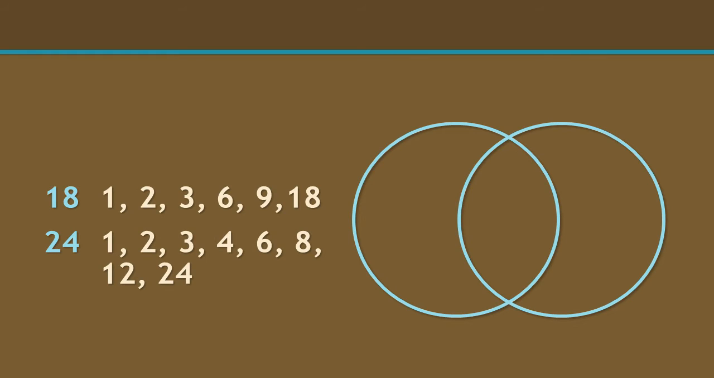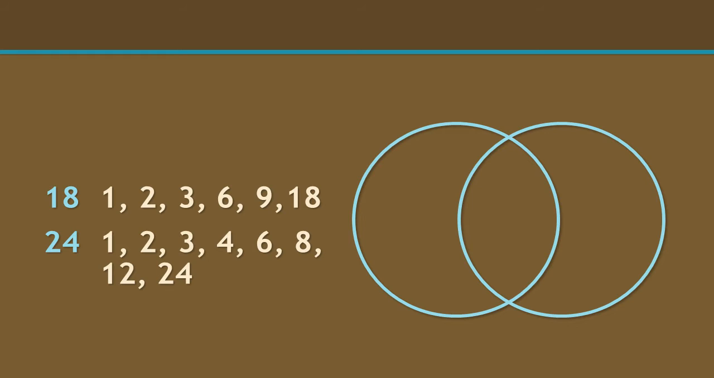Now we're going to take a look at another way to diagram greatest common factors. And we're going to do that by looking at a Venn diagram. Now, a Venn diagram pictures the relationship between sets. Okay, so we are looking at sets of numbers, and this Venn diagram is going to help us to have a picture of the relationship between these sets.